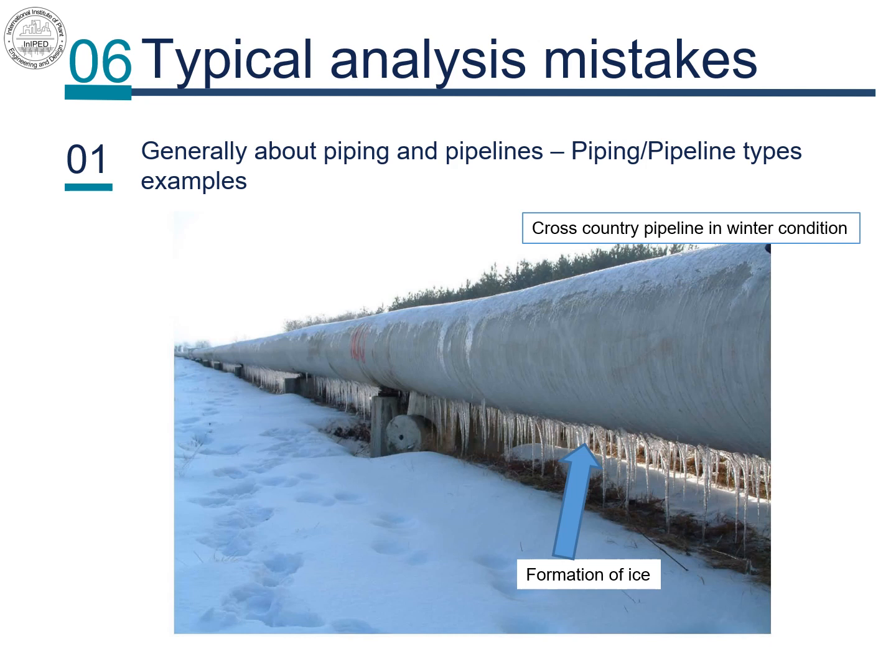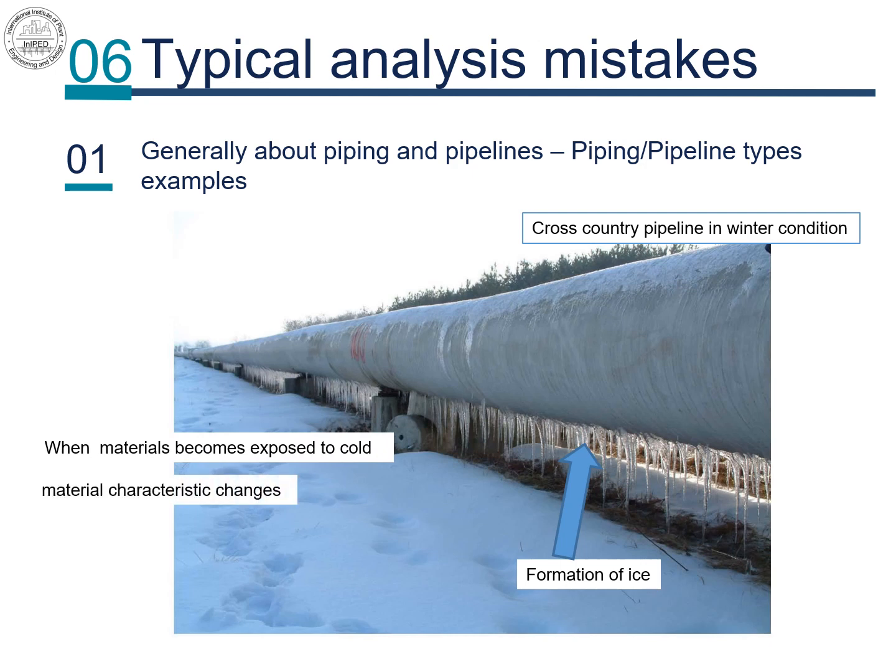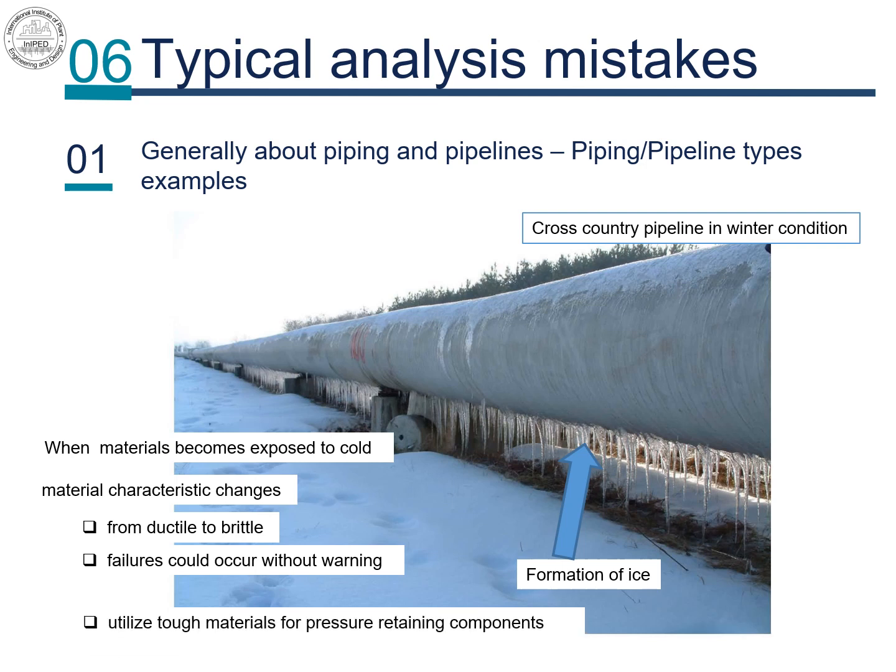And important to notice is also the following: when the temperature is lowered, there is a transition of material characteristic from ductile to brittle, and brittle failures could be catastrophic and without warning. In other words, it is vital to remember that when piping materials become exposed to cold, they lose their ductility and exhibit brittle behavior. Therefore, it is important to utilize tough materials for all pressure retaining components under low temperature.